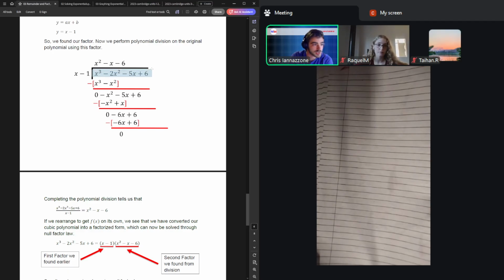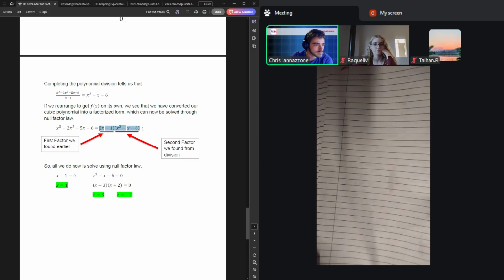From there, if the question tells you to solve, then you would go through your whole polynomial division process to get the other factor, and take it from there as is necessary. That's factor and remainder theorem.